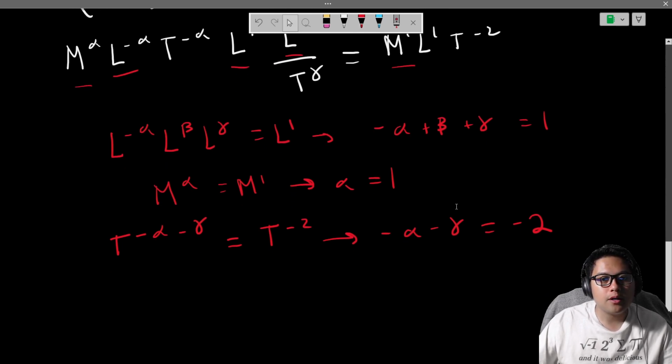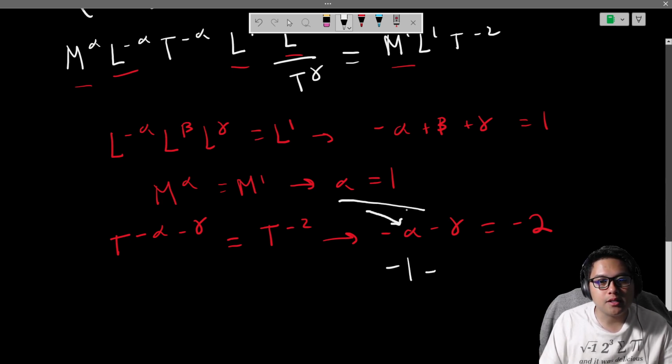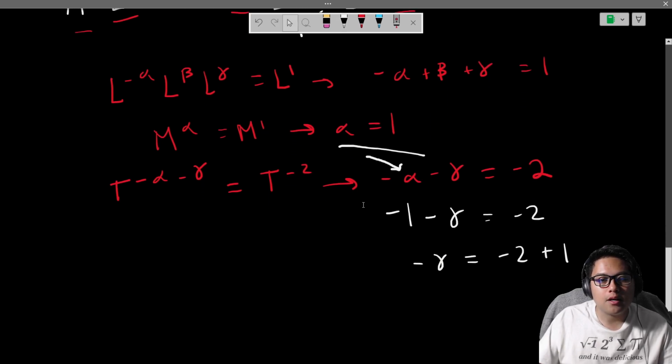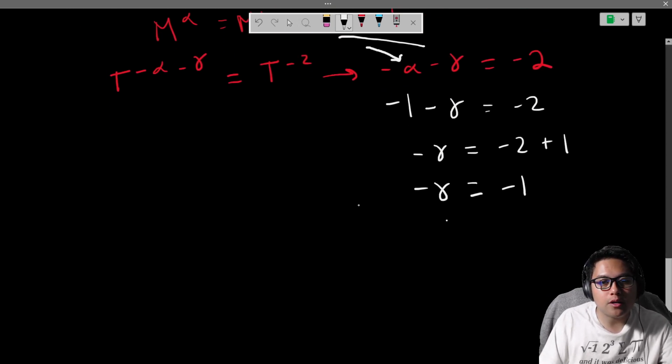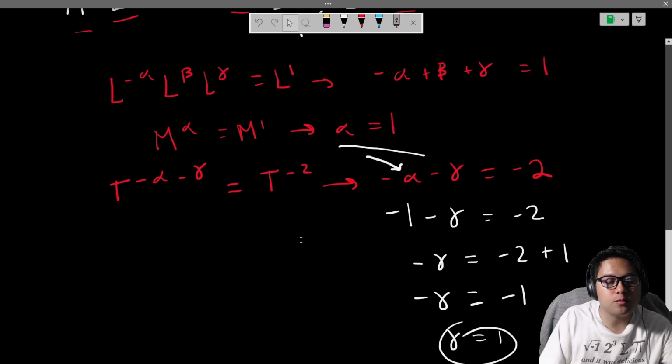Okay, so what are we going to do here? We can do some substitution. We know that alpha is equal to 1, so we can plug that in right there. And we can say that negative 1 minus gamma is equal to negative 2. Negative gamma is equal to negative 2 plus 1. And so negative gamma should equal negative 1, and so gamma should equal 1. So let's circle that. Let's also circle the fact that alpha is equal to 1, just so we can keep track of that.